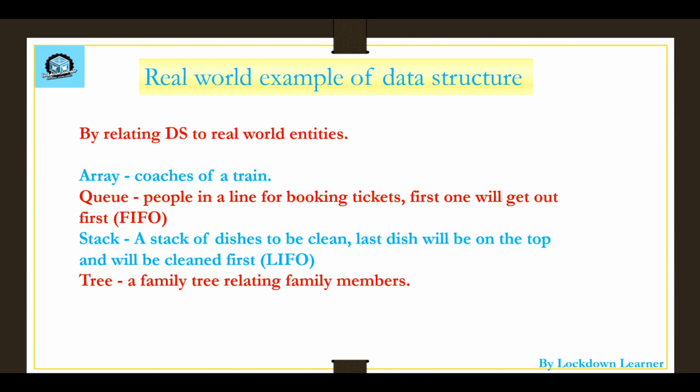Okay guys, next is the queue: people in a line for booking a ticket. The first one will get out first. When you are first standing in the line, obviously you will get the ticket first, not the last one. Okay guys, it is a queue. FIFO, first in, first out.